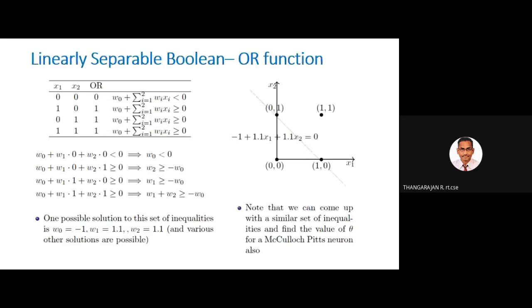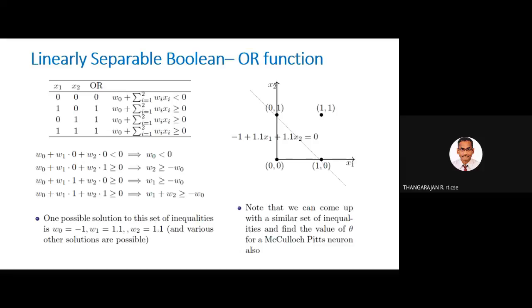That means when the output is 0, W transpose X should be less than 0. Then only the output is 0. When W transpose X is greater than or equal to 0, the output is 1. So this is the condition here. W naught plus the sum over i equals 1 to 2 of Wi Xi should be less than 0 for the first entry, whereas for all other three conditions it should be greater than 0. W naught is your bias. Now from this, tell me what do you infer from the first entry of the input.